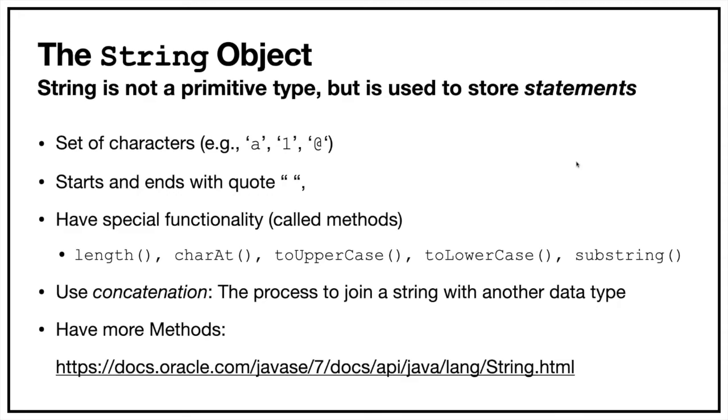It has special functionalities called methods, and you have probably seen some of them in your books. Some of them are length, charAt, toUpperCase, toLowerCase, substring. There are a couple of them. And then we use the concatenation. The concatenation is the process of basically joining or gluing different strings with strings or with different data types like ints.